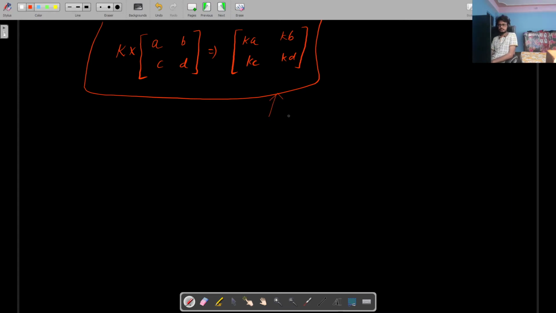This is the thing that I taught you right now. So is this clear? If this is clear, I'll move on to another topic where we'll discuss multiplying two matrices.